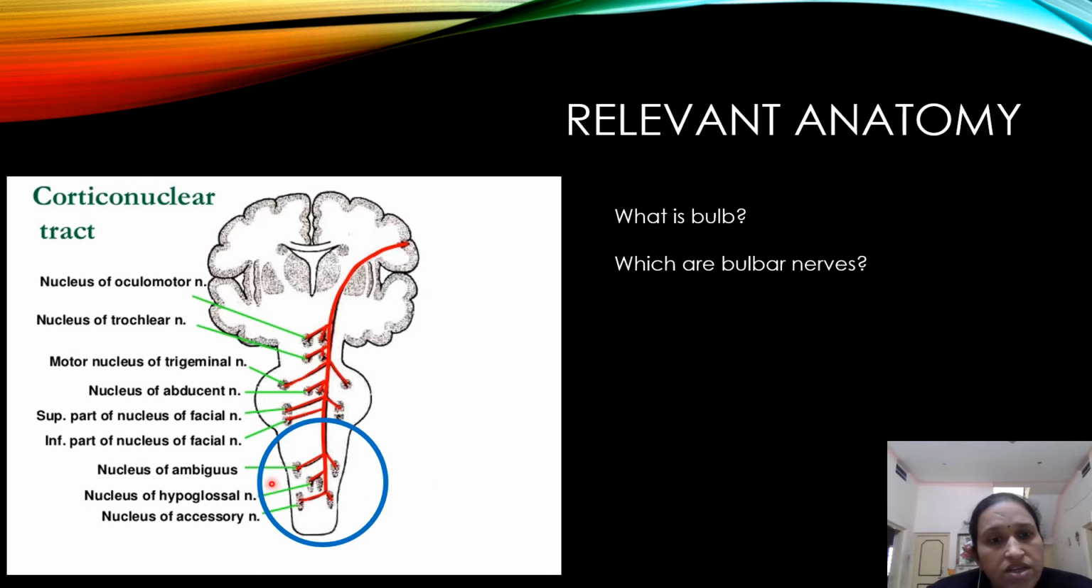So here are the nucleus ambiguus, the nucleus of the 12th cranial nerve, that is the hypoglossal nerve, and the nucleus of the accessory nerve. So the cranial part of the accessory nerve and the 12th cranial nerve are involved in cases of pseudobulbar or bulbar palsy.